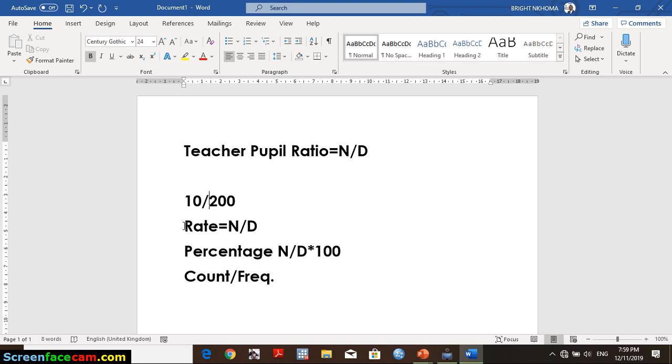Then let's use the same information to compute a rate. So a rate is supposed to have the numerator related to the denominator. Are we together? So let's use maternal mortality. Let's use the mortality rate because we can't use that one.